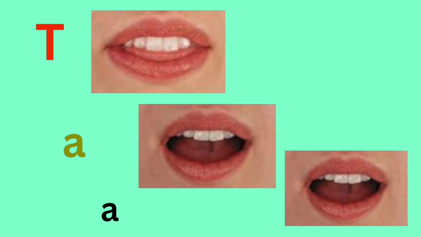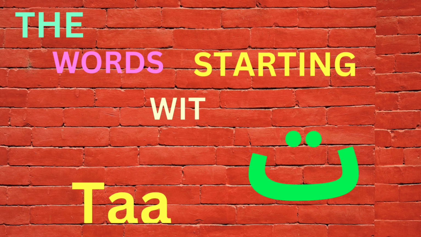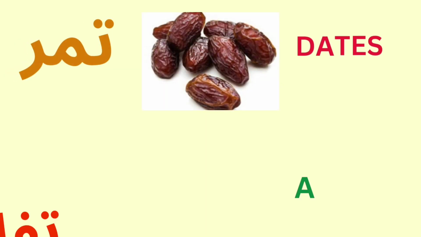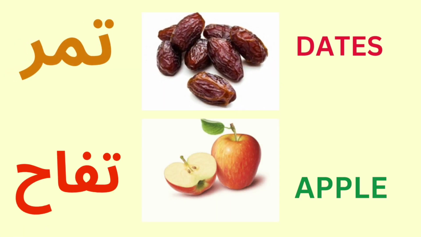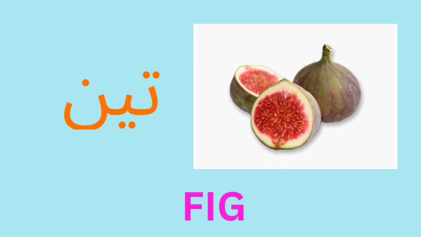Ta. The words starting with Ta are Timr means dates, Tuffah means apple, and Teen means fig.